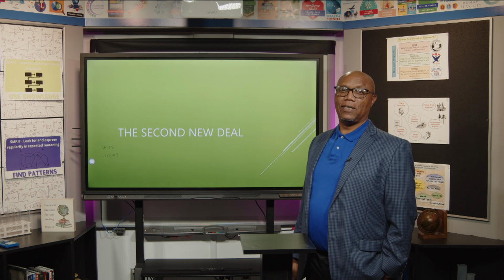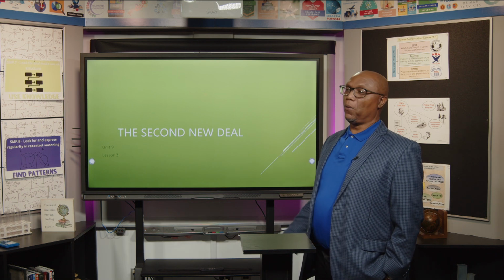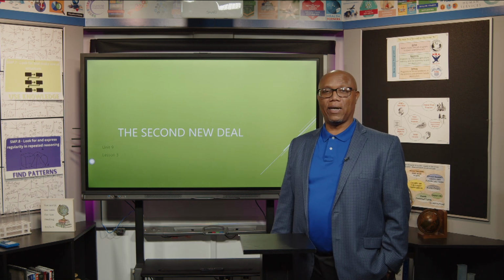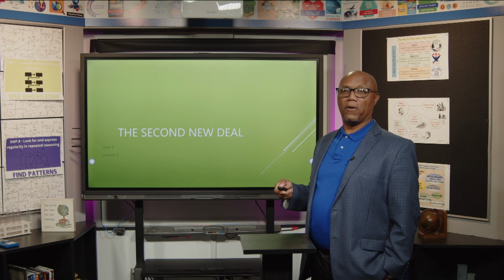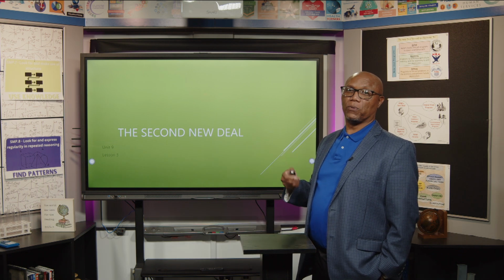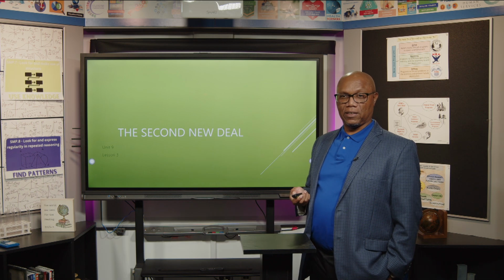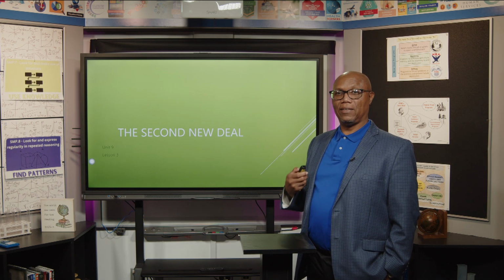We're going to pick up with Lesson 3 on the New Deal. And what we're going to talk about is the second New Deal. Now, we told you that the first part of the first New Deal, of course, were those 15 programs that were enacted during the first 100 days of FDR's presidency. What we're going to talk about now is the second New Deal.